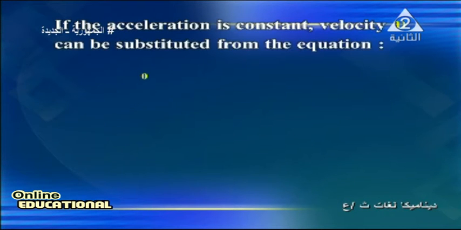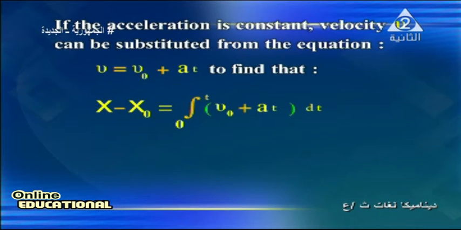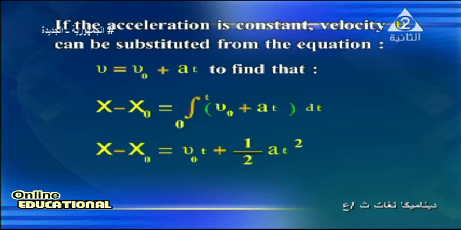If the acceleration is constant, the velocity v can be substituted from the equation v equals v naught plus at to find the relation x minus x naught equals the integration of v naught plus at dt from 0 to t, and x minus x naught equals v naught t plus half at squared, and x equals x naught plus v naught t plus half at squared.